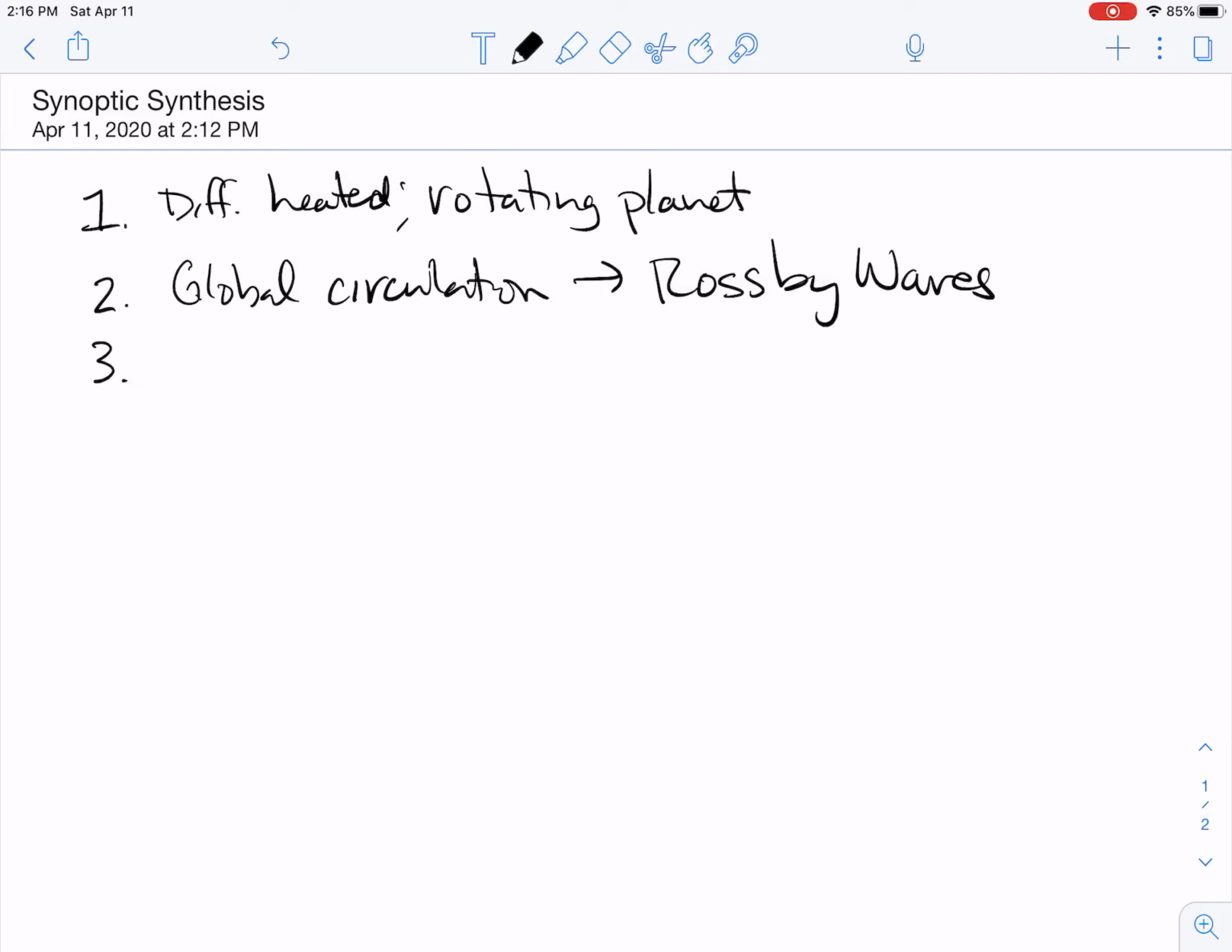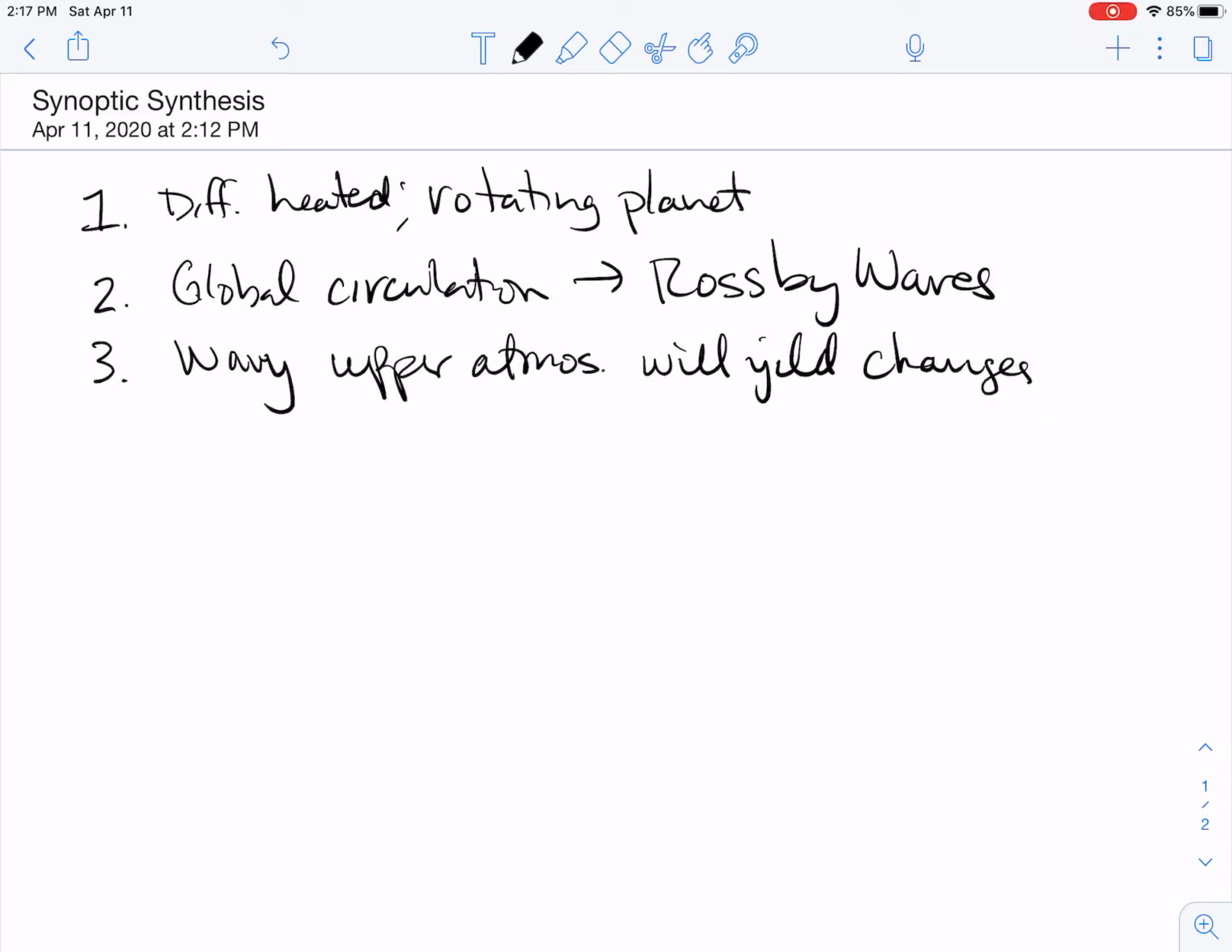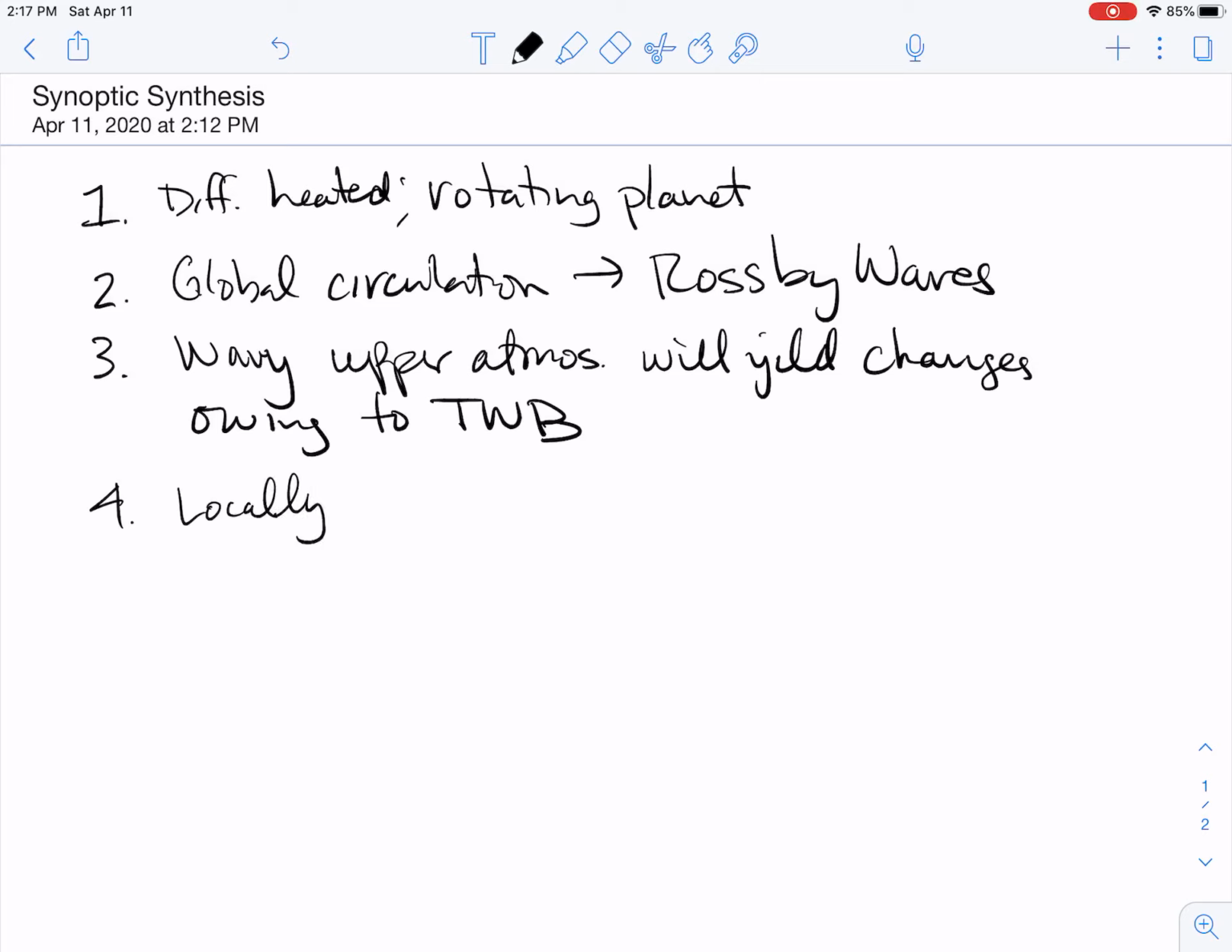With our Rossby waves, that generally wavy pattern will yield changes to the atmosphere owing to thermal wind balance. The fact that we initially have a differentially heated rotating planet giving us upper-level Rossby waves means that we are getting thrown out of thermal wind balance, and these Rossby waves are an attempt to bring us back towards thermal wind balance. But what happens is we get locally increased temperature gradients, which then lead to falling local pressure.